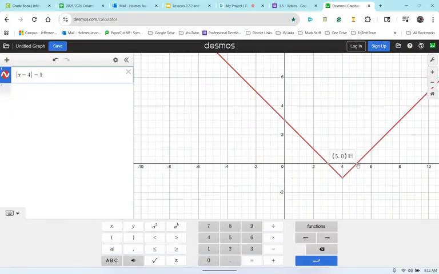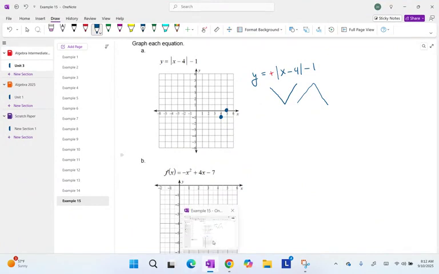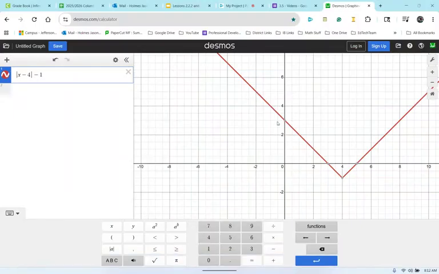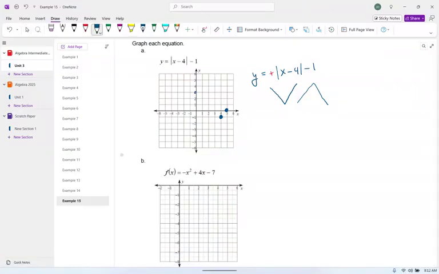So the x-intercept is 5, 0. So we'll come back over here. We'll put a dot at 5, 0. And then we're going to go after the y-intercept, and that is 0, 3. So we'll come back over here and we'll put a dot at 0, 3. And then we're going to connect the dots down to the vertex, and then we're going to go up from there. So that's going to be what it'll look like.